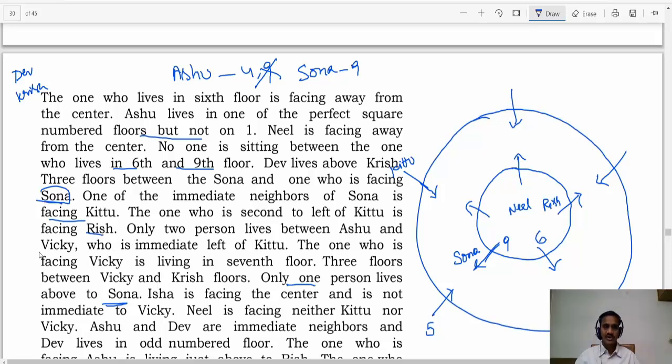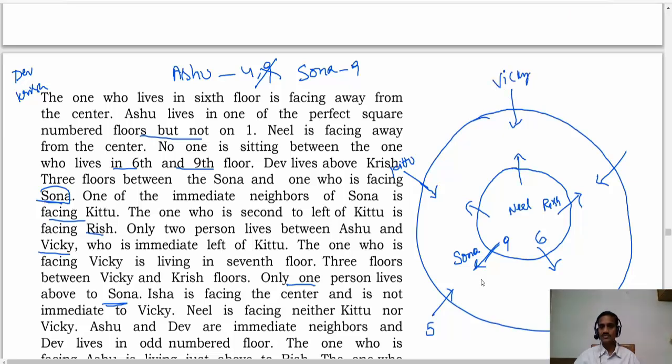Only 2 persons between Ashu and Vicky. Ashu is on the 4th floor and Vicky lives on the 7th. Vicky is to the immediate left of Kittu, so place Vicky here. Now Vicky is to the immediate left of Kittu and at the same time, between Ashu and Kittu. If this becomes invalid, we start Kittu here. Now Kittu is here, so Vicky is here.